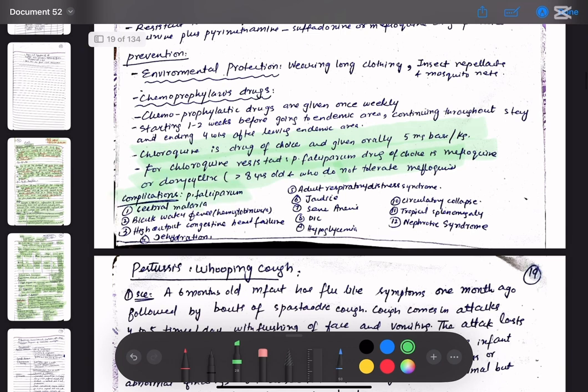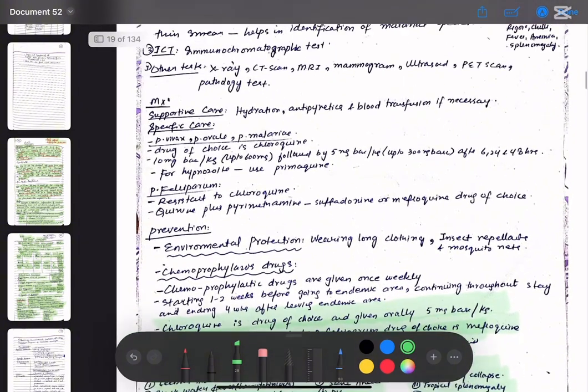The complications of malaria are, in P. falciparum, cerebral malaria, blackwater fever, that is hemoglobinuria, high output congestive heart failure, dehydration, adult respiratory distress syndrome, jaundice, severe anemia, DIC, hypoglycemia, circulatory collapse, tropical splenomegaly, and nephrotic syndrome. All these can occur due to malaria.